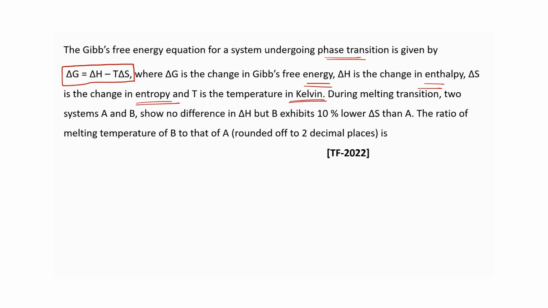During melting transition, two systems A and B show no difference in delta H, meaning no change in enthalpy, but B exhibits 10% lower delta S than A. That means B exhibits 10% lower entropy. The change in entropy is 10% lower compared to the entropy in A. The ratio of the melting temperature of B to that of A, rounded off to 2 decimal places, is?